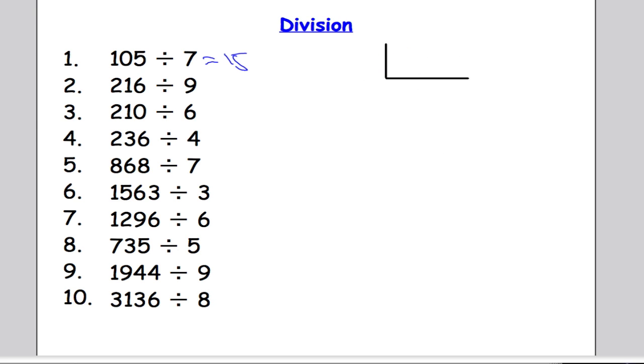Let's crack on with question 2. So 216 divided by 9. Let's change pens. I want to know how many times 9 fits into 216. Again, not easy to do in our heads, so we need to work through it slowly. How many 9s fit into 2? Well, it doesn't fit in at all, so I'm going to put down a 0 and carry that 2 over here.